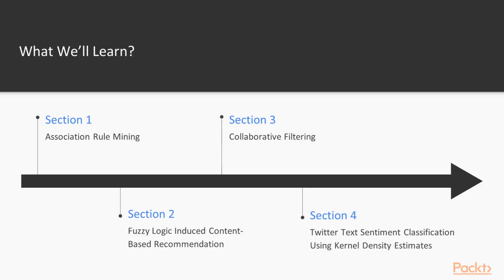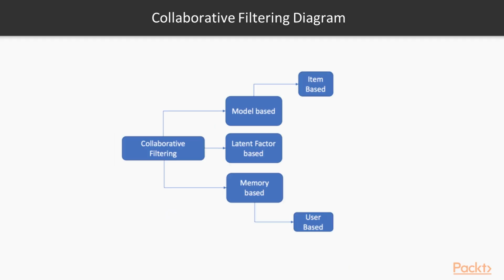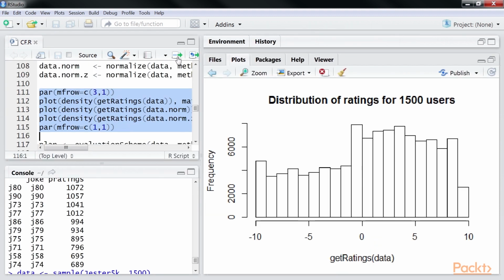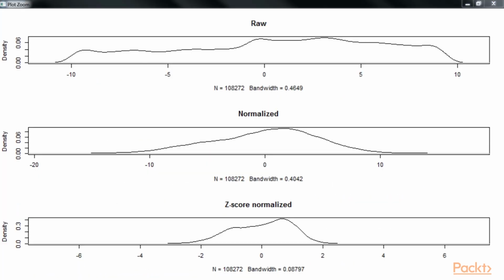Section 3, Collaborative Filtering, introduces different approaches to collaborative filtering for recommender systems. We will also look at the recommenderlab package. Finally, we will design and implement collaborative filtering.